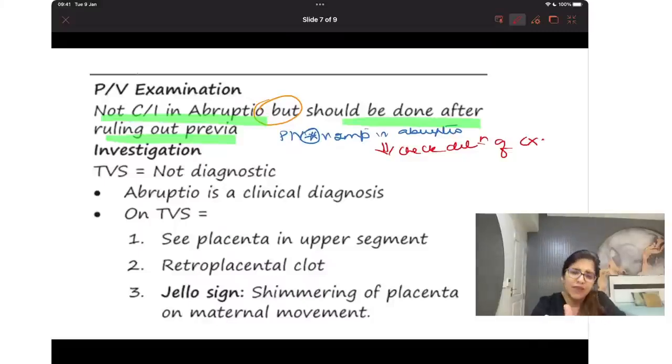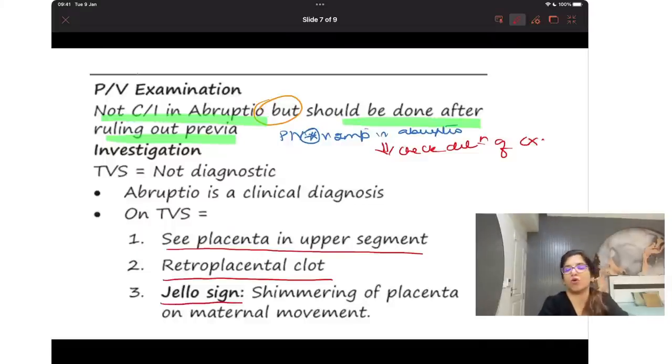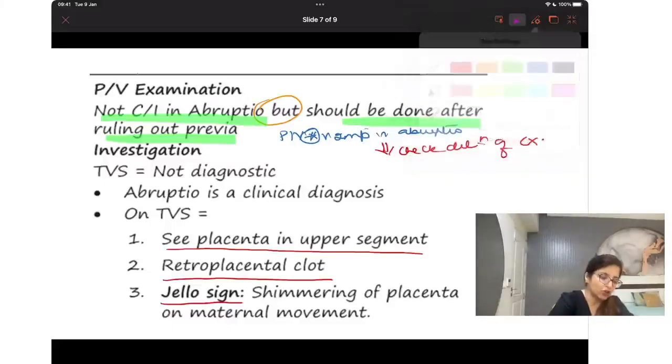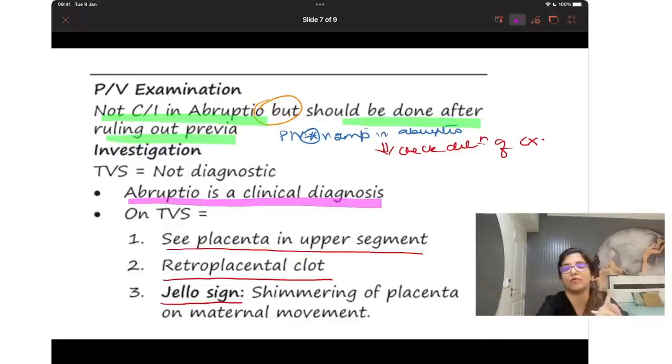Now, investigation of choice: there is no investigation of choice. If you want, you can go for TVS. What will you find on TVS? You will see the placenta in the upper segment. You may get a retroplacental clot, or you may get something called a jello sign. Details of the jello sign are not required for FMG. Just remember that a retroplacental clot may be found, the placenta will be seen in the upper segment, and a jello sign may be seen. Right? Remember, TVS is not mandatory for making the diagnosis of abruptio. So rather than saying it is not diagnostic, it should be written that it is not mandatory.